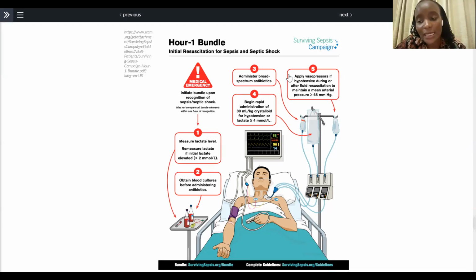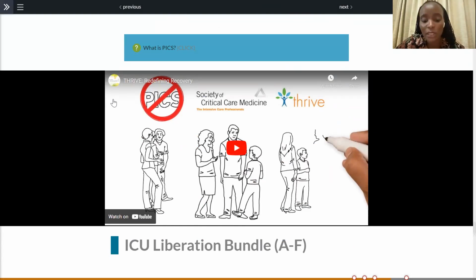When you have high lactate levels, what it means is that there's hypoperfusion of blood and the organs are not getting enough blood, hence oxygenation is not occurring. And now we're dealing with anaerobic metabolism, which is bad. So that's when you'll have high lactate levels and the lactate accumulates in the blood system. So you want to ensure that the hypotension is overcome by giving adequate fluids, administration of crystalloids. Apply vasopressors if hypotensive during or after fluid resuscitation to maintain arterial pressures of above 65 millimeters of mercury. So that is the 1 hour bundle of management of any patient who has sepsis or is in septic shock.